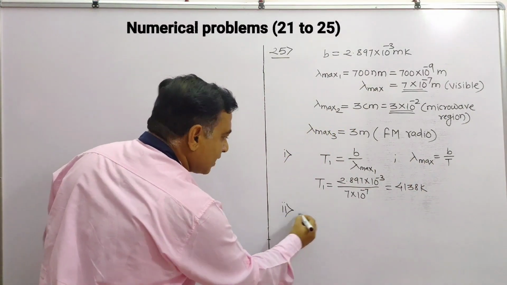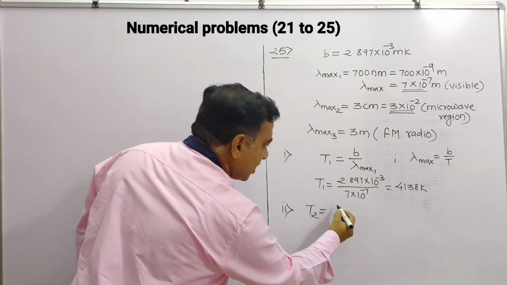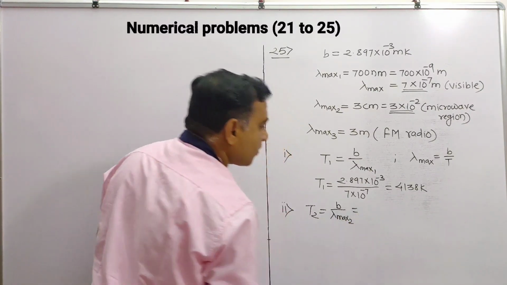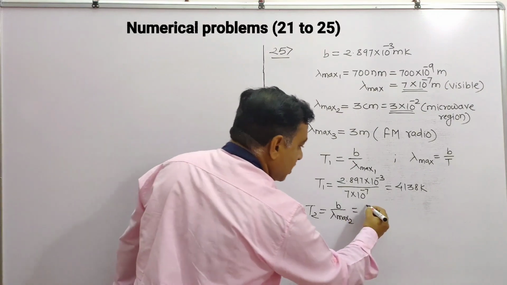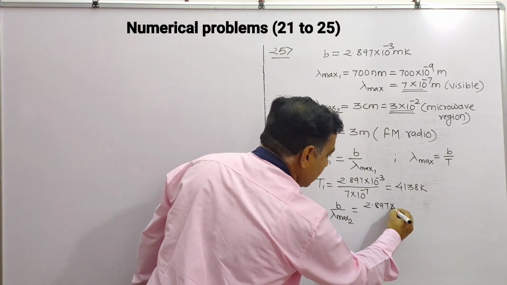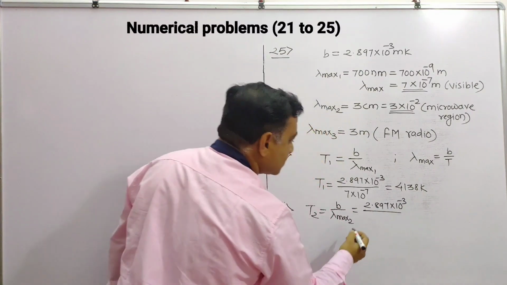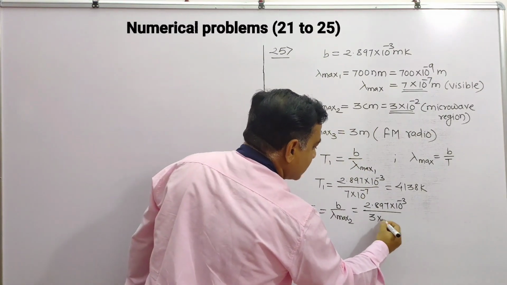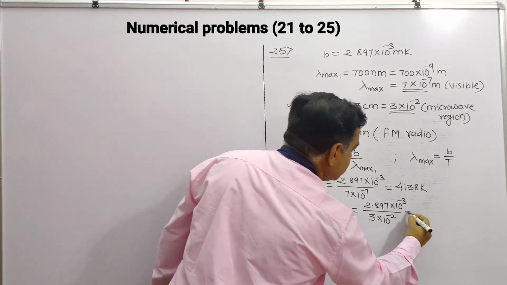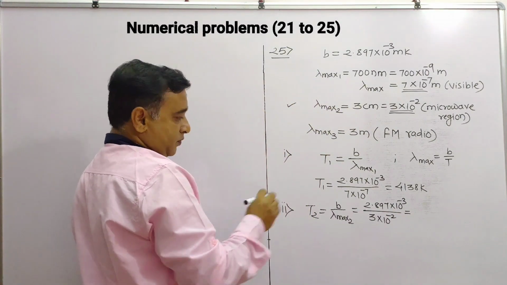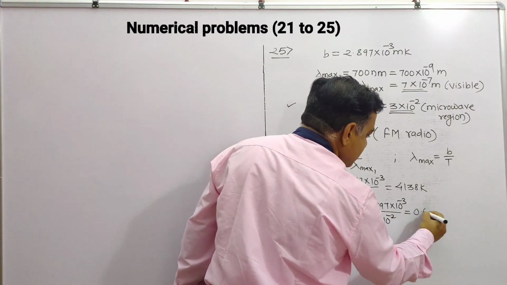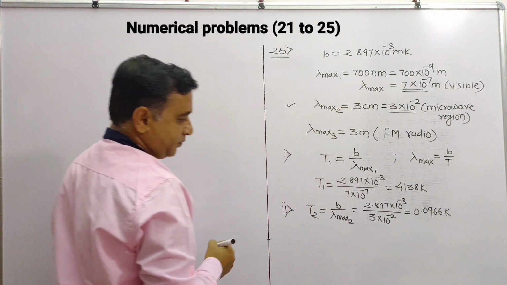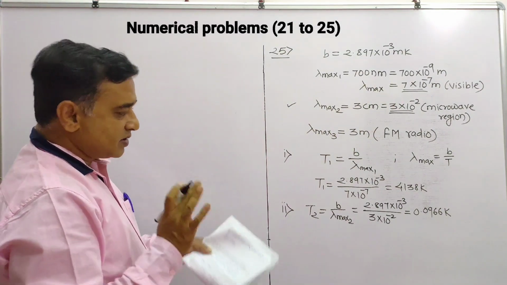Now for the second, in the microwave region, similarly we substitute B upon lambda max 2. Here it is the B value 2.897 into 10 raised to power minus 3 divided by 3 into 10 raised to power minus 2. After solving this, the answer comes out to be 0.0966 Kelvin, the temperature. So let us check. Yes, this is the answer.